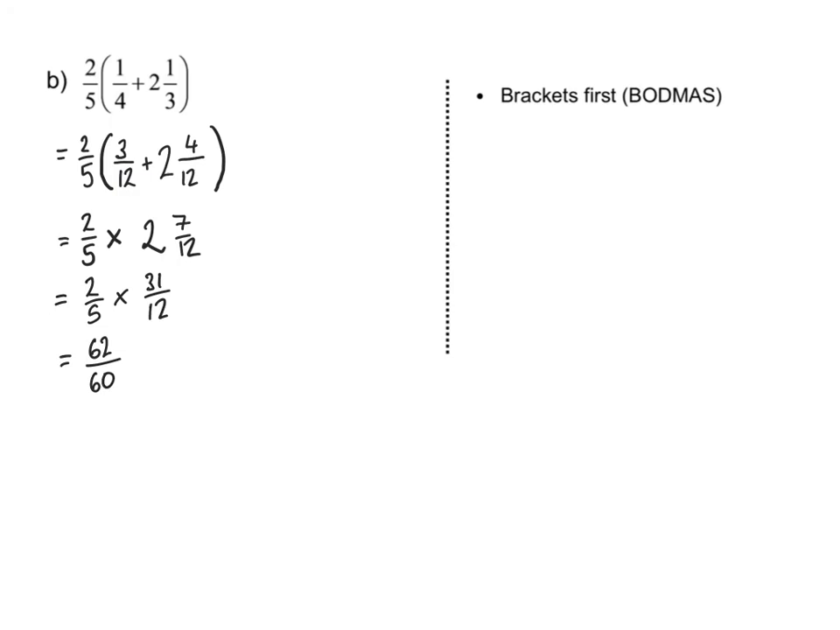And this can be simplified down to 31 over 30. Now I can leave it as 31 over 30, that's perfectly acceptable and I would get full marks for doing that, but I would want to maybe change that into 1 and 1/30. Remember, 30 goes into 31 once, remainder 1, and that's how I can change it to a mixed number.